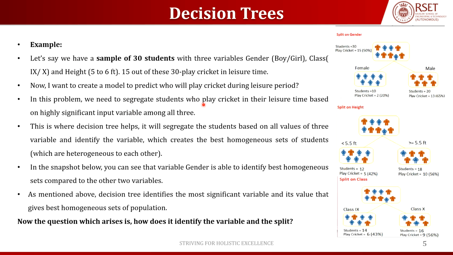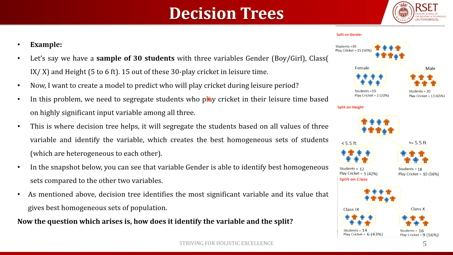Okay, now let's make this idea more practical with an example. Imagine we have a group of 30 students. For each student, we have 3 pieces of information: their gender, whether they are in class 9 or 10, and their height, somewhere between 5 and 6 feet. Out of these 30 students, 15 actually play cricket in their free time.